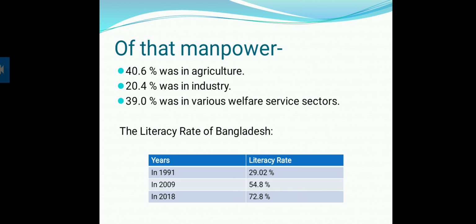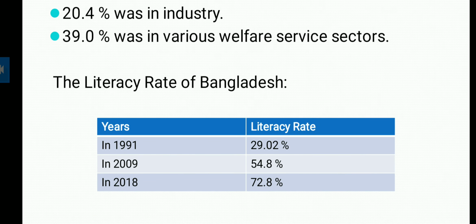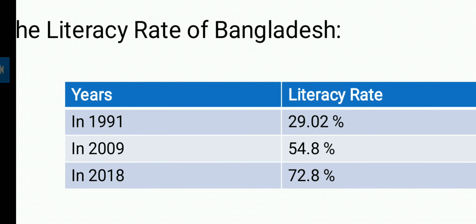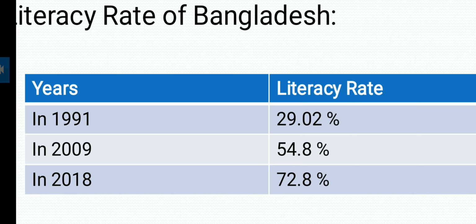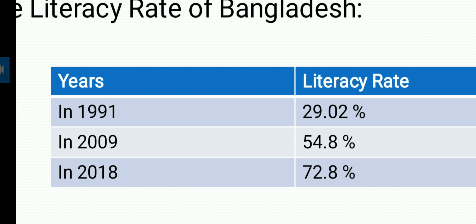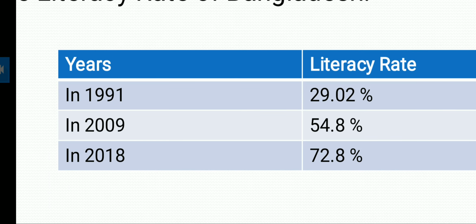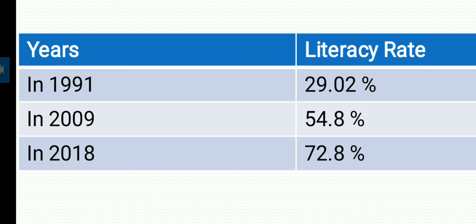Another thing, the ray of hope we are observing, my dear, look here in the chart, our literacy rate of Bangladesh. Just see the literacy rate of Bangladesh. In 1971, after the liberation war, our literacy rate was less than 20%. In 1991, it was 29.02%. In 2009, the literacy rate of Bangladesh was 54.8%. In 2018, it was 72.8%. What are you observing from this chart?